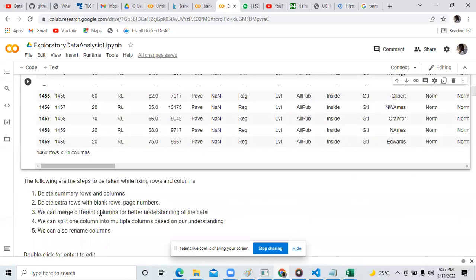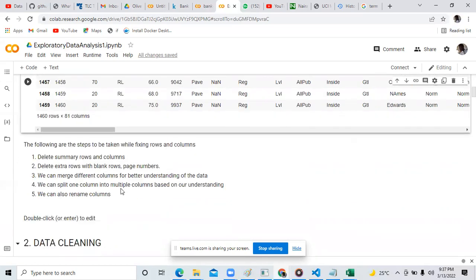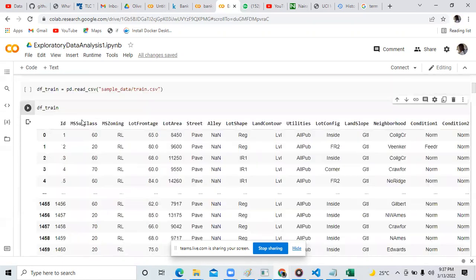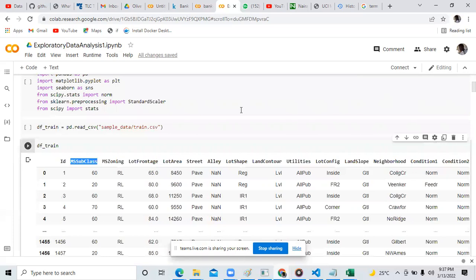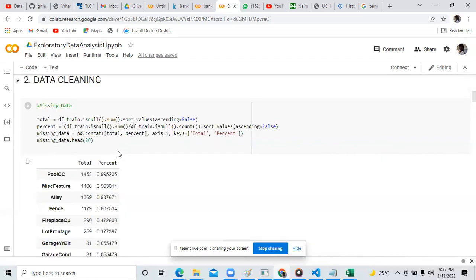We can merge different columns for better understanding. I think we can do that much later under feature engineering. We can split one column into multiple columns based on understanding. This also is a feature engineering issue. And then we can rename columns. Once you understand what a column does, you can rename it. Remind me when we get to this house pricing, I didn't put column renaming there, but you can.